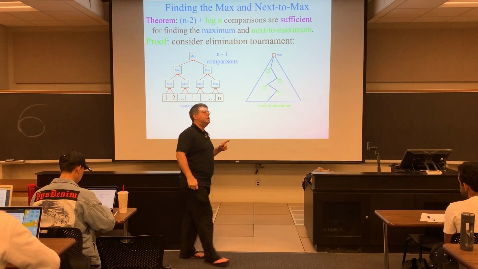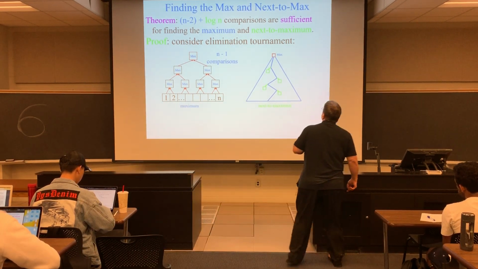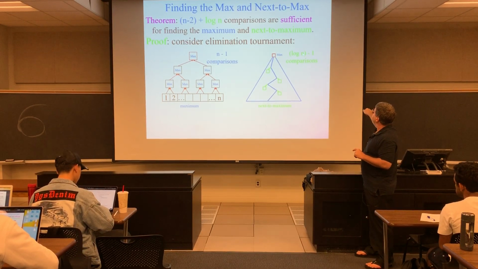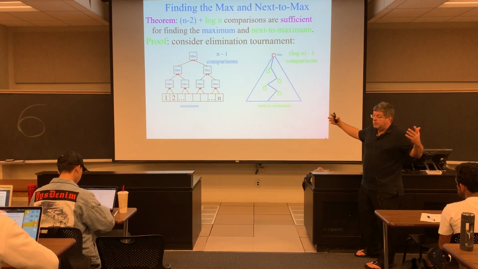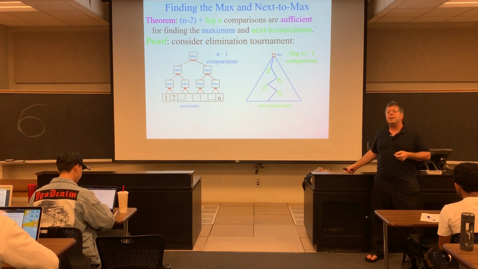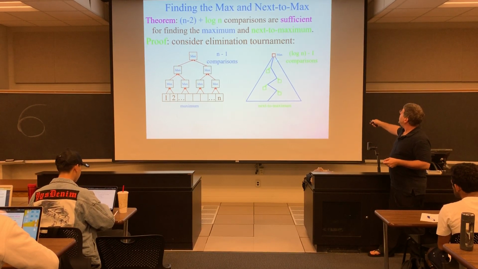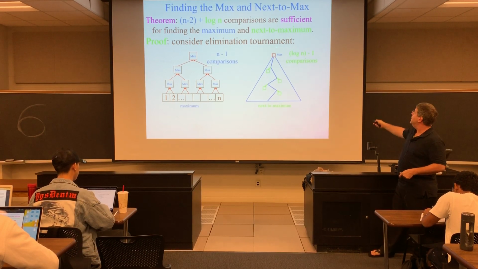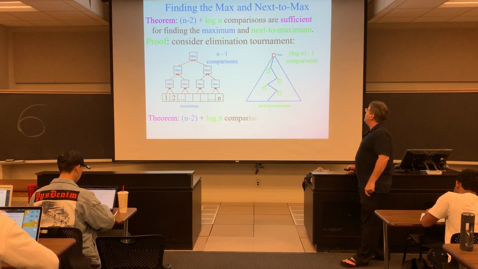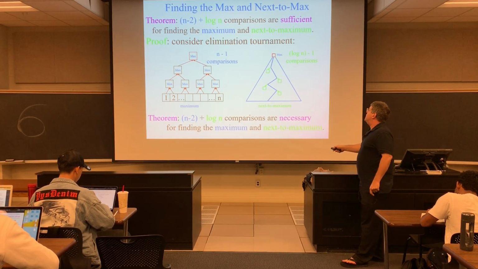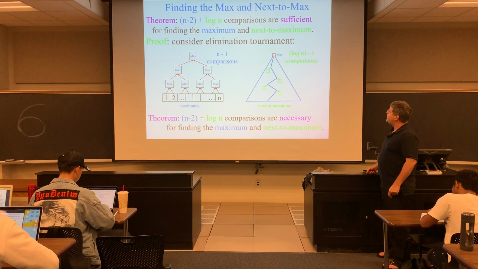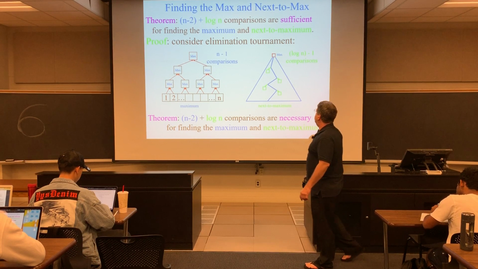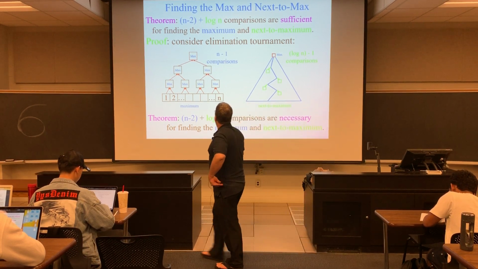Any other thoughts or questions? All right, so first you do n minus 1 comparisons, and then you compare all these log n to each other the hard way using the naive algorithm from 10 slides ago. That's log n minus 1 comparisons, just straightforwardly comparing them all, finding the maximum of all of those other than the true champion. And so the sum total is n minus 2 plus log n total comparisons necessary for finding the maximum and next to maximum.